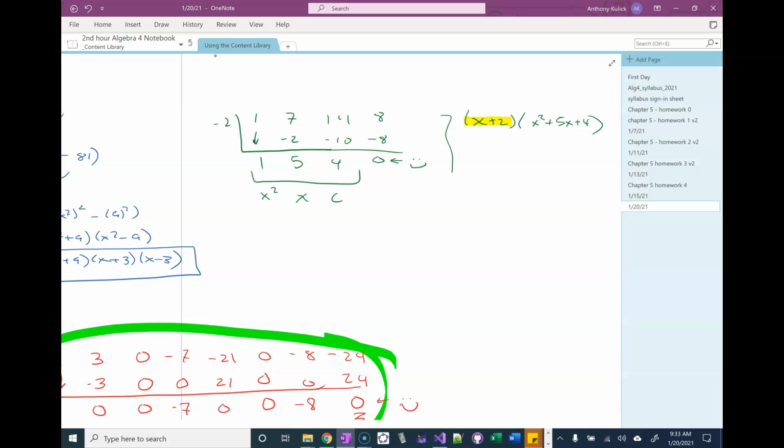We just find the two numbers that multiply to give us 4 and add to give us 5. That would be 4 and 1, right? So I just bring down the x plus 2 still, and then I can write that as x plus 4 times x plus 1. Everything is linear, so I know I'm done. And that's all she wrote.